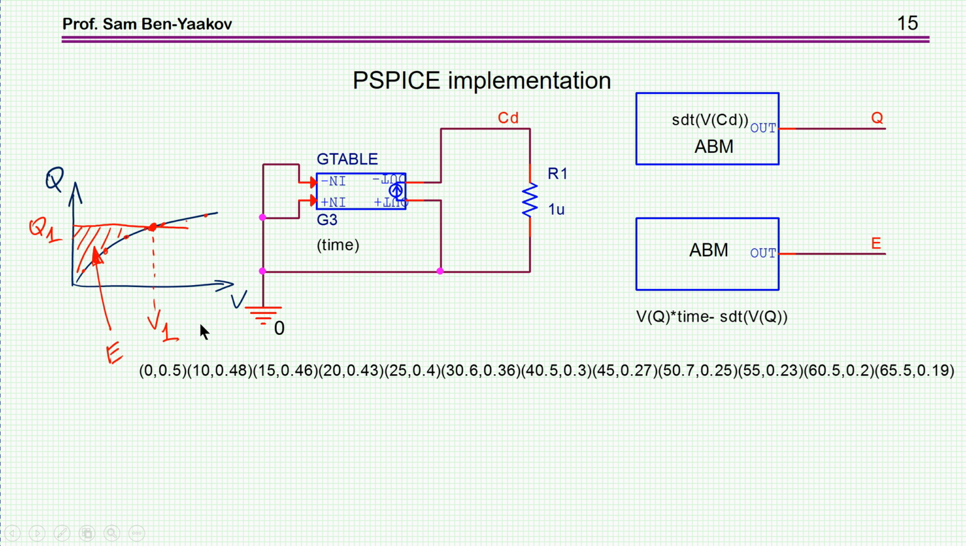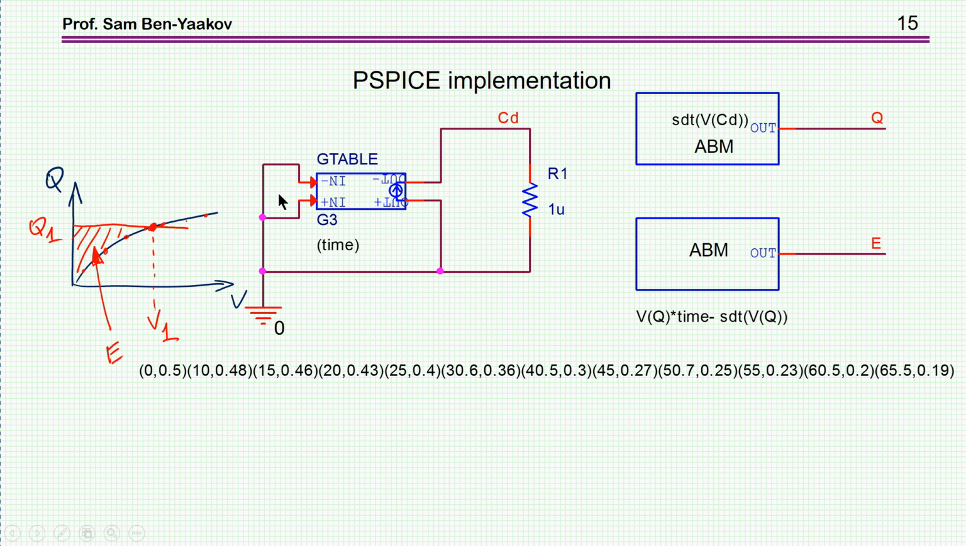And here it is. This is now the G table. Here is the array: the voltage, capacitance, voltage, capacitance. This is the local capacitance, voltage, capacitance, etc., up to, in this case, 65 volts. Now, this is the array.